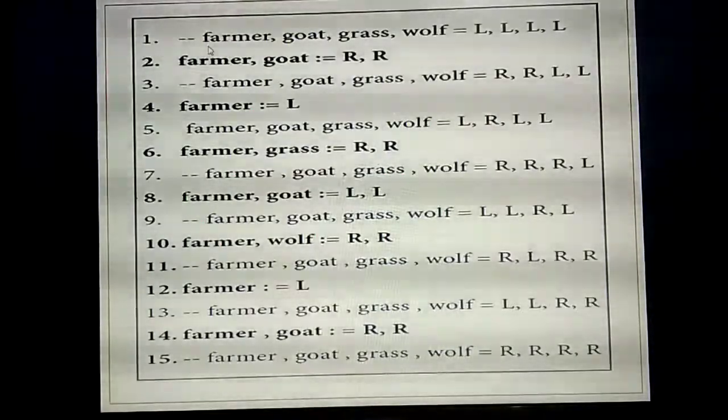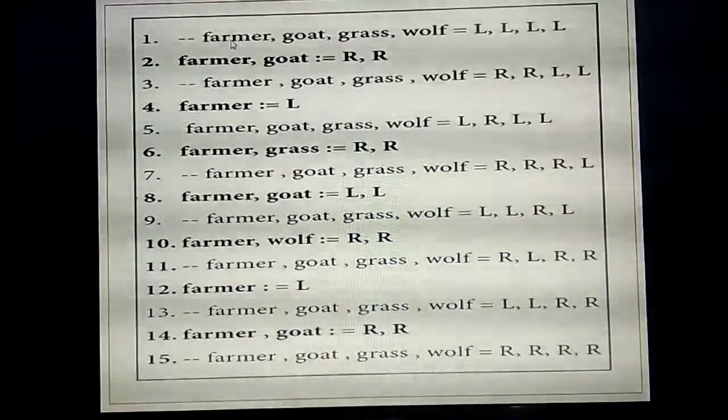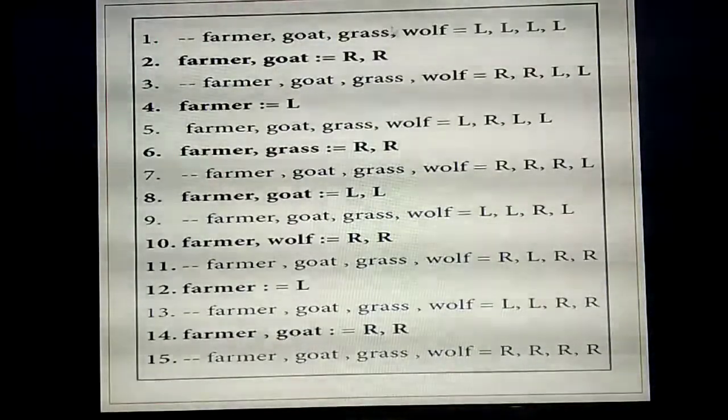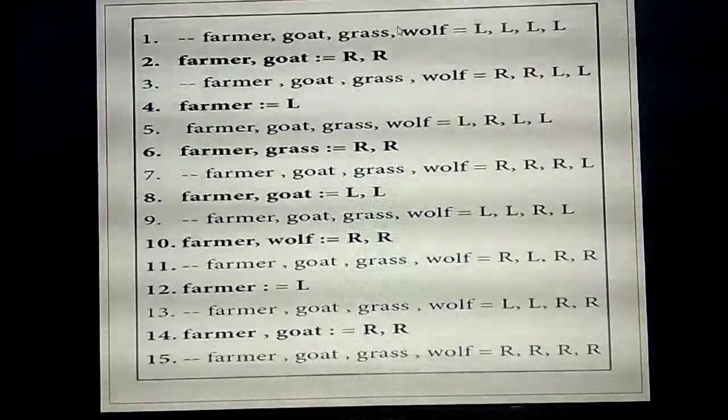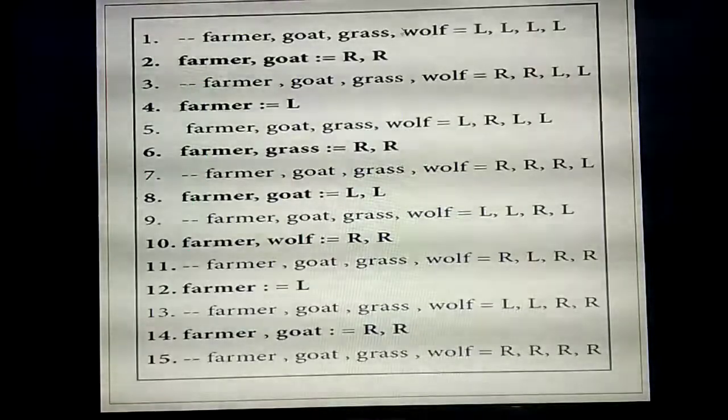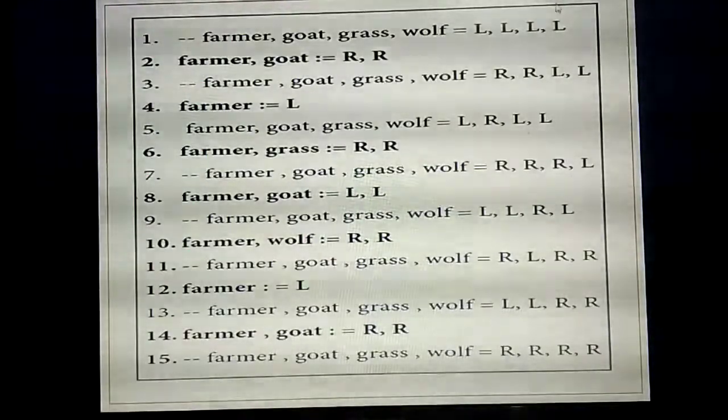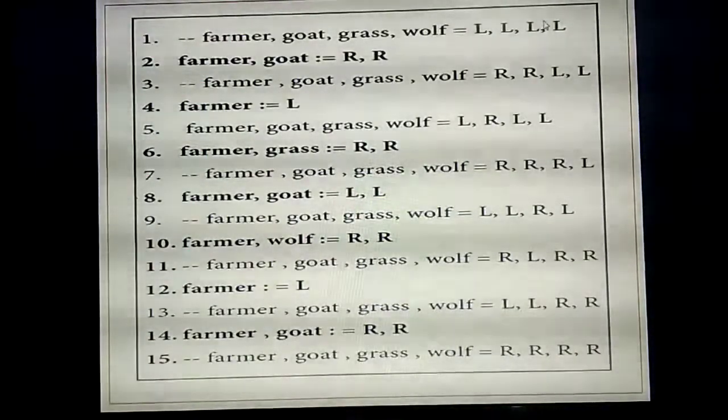So first line, see the first line. Right, first line: farmer, goat, grass and wolf, 4. Four of them are standing in which side? Left side. So L, L, L. Okay, left side, 4 of them are standing.